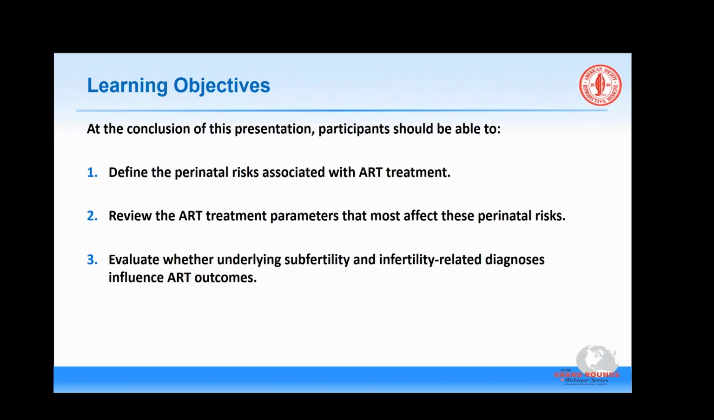The learning objectives for this module are to define the perinatal risks associated with ART treatment, review the ART treatment parameters that most affect these perinatal risks, and evaluate whether underlying subfertility and infertility-related diagnoses influence ART outcomes.